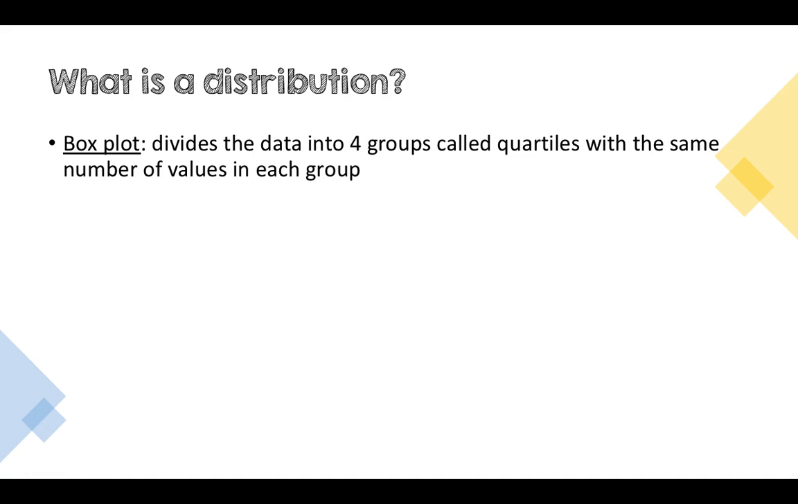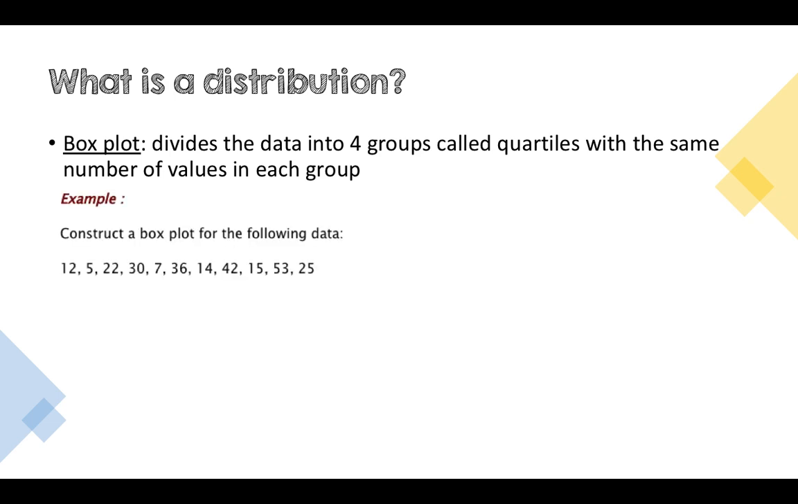A box plot. A box plot is the one that has a box on a number line and then has lines going out the sides called whiskers. So sometimes it's called a box and whisker plot. It divides the data into 4 groups called quartiles. So you're dividing the data into quarters basically with the same number of values in each group.